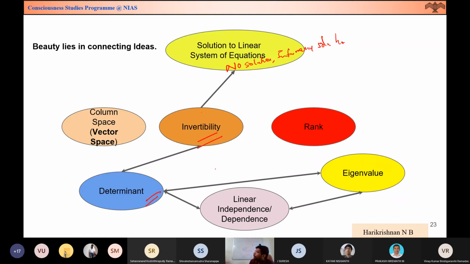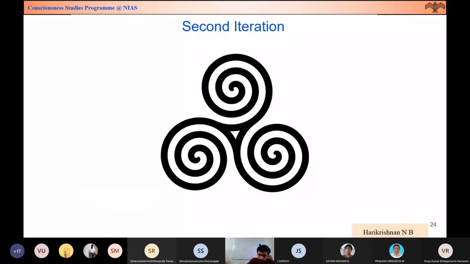One more thing I want to highlight: if the matrix is not linearly dependent, that means there is no linear dependency between the rows and columns, then the determinant is not 0. Then the eigenvalues cannot be 0. Eigenvalue cannot be 0 if the matrix is not linearly dependent. So then the inverse exists, and you have a unique solution. Let me go to the second iteration.